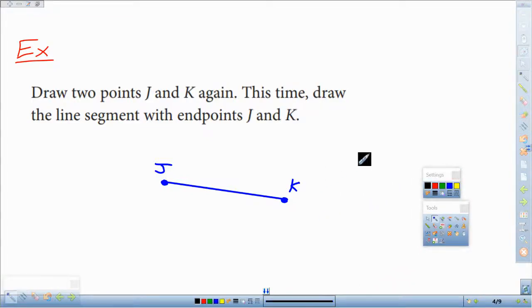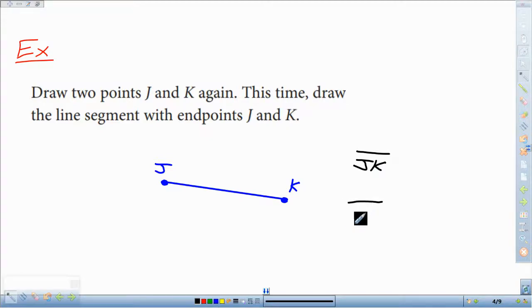And real quick, off to the side, let's go ahead and get the names written for it. So using the symbol for segment, JK, and let's give it the other name, KJ. All right. And we don't always name things twice. I'm just having you practice that. All right, cool. So yeah, pretty simple examples there.